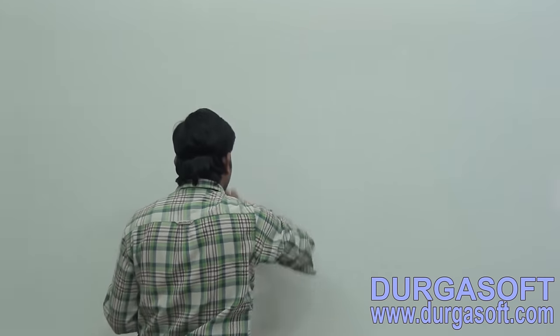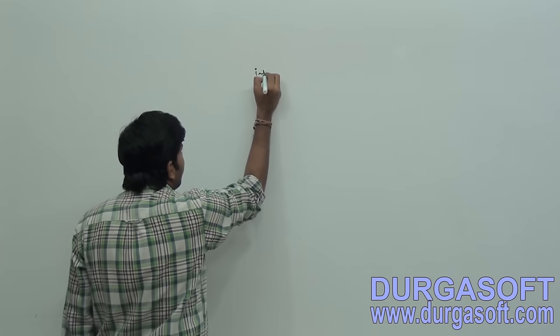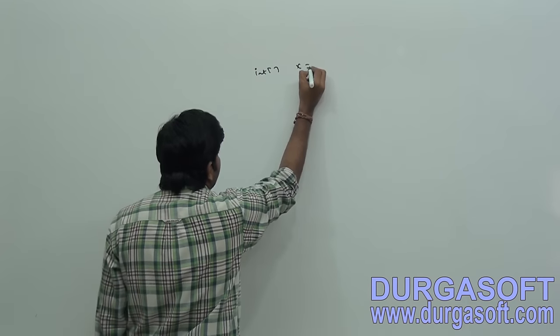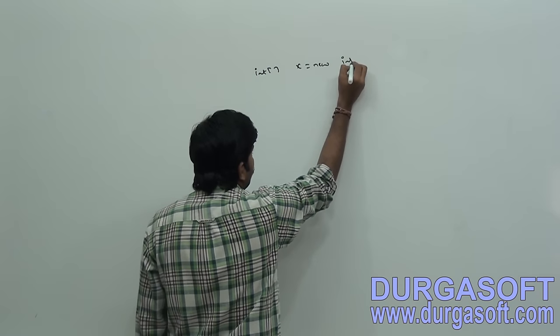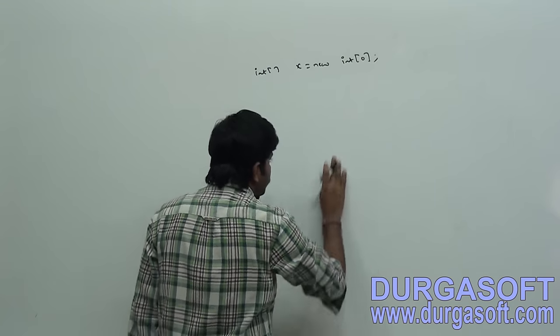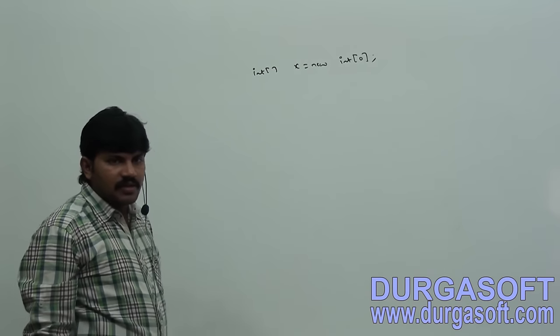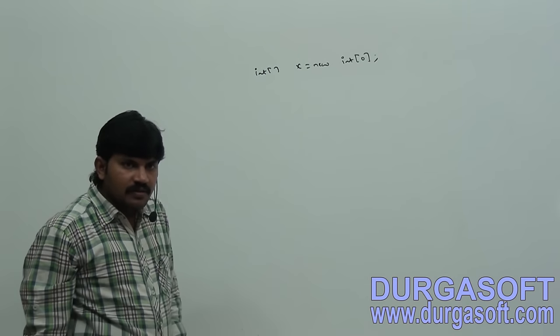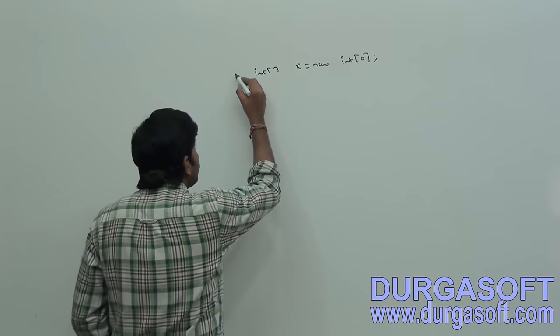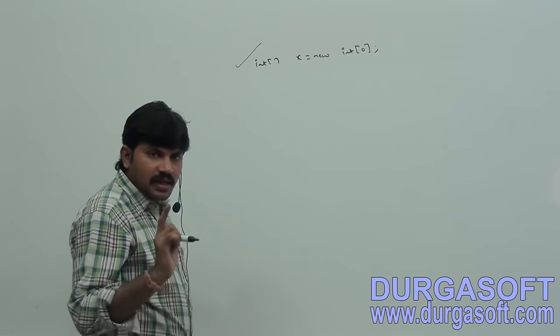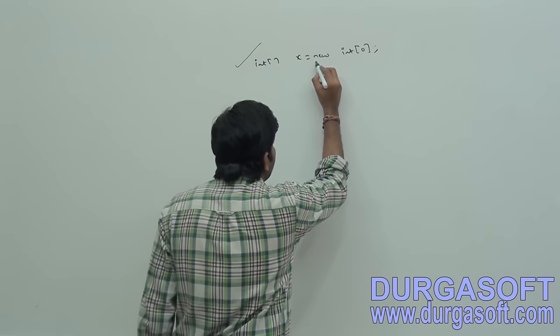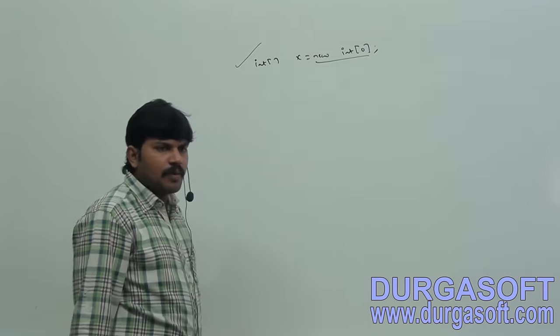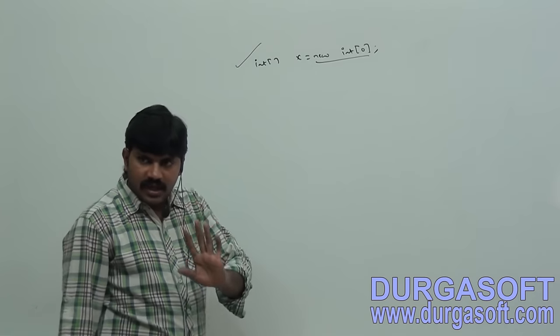Next up, sir, just observe. Can you tell, is it valid or invalid? int[] x = new int[0]; Valid or invalid? This one is perfectly valid. Sir, it is legal to have an array with a zero size. No problem at all. An array with a zero size is perfectly acceptable.